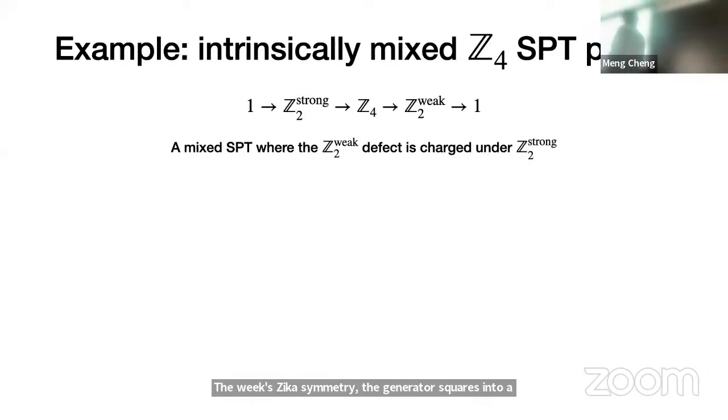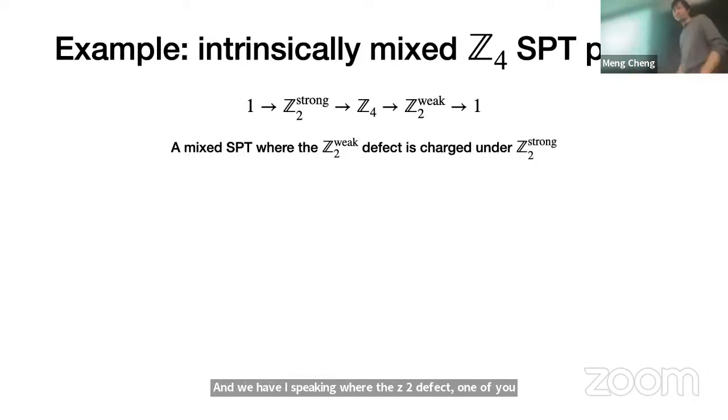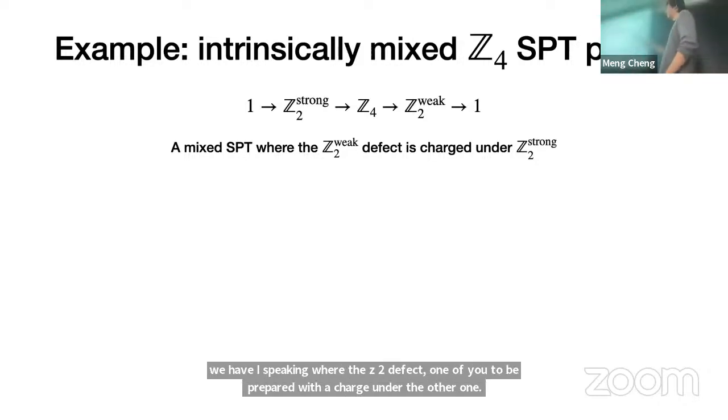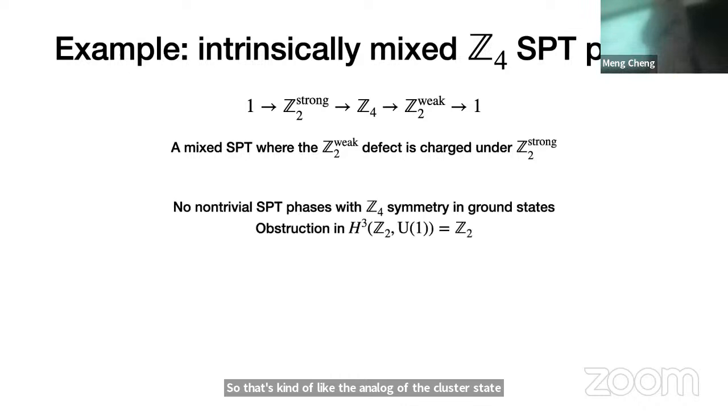All right. Now let's consider the SPT, pretending that you forget about the Z4, and we have an SPT where the Z2 defect, one of the Z2 defects carries a charge under the other one. So that's kind of like the analog of the cluster state, except that the symmetry structure is different. And if both were strong symmetry, it's just a Z4 symmetry, and we know Z4 has no projective representation.